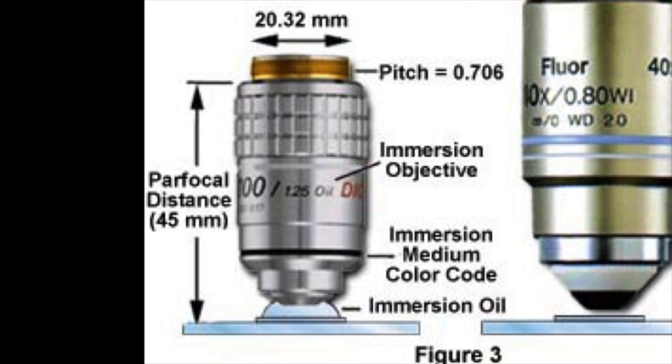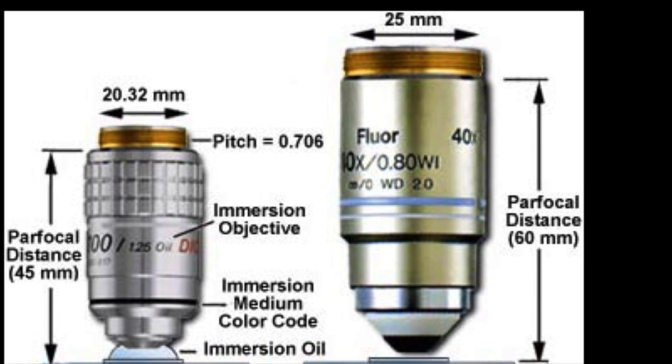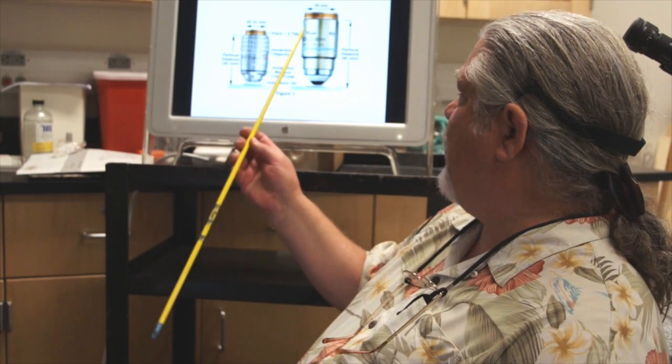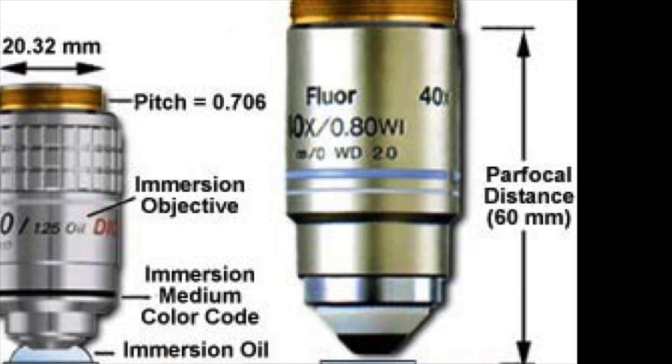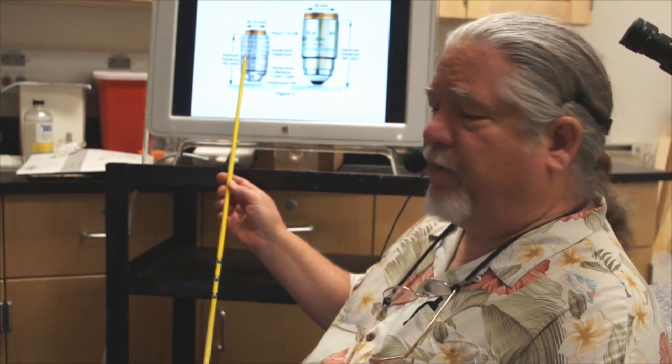Well, the manufacturers have changed and they've gone to bigger objectives with a larger thread. So you cannot interchange a lot of the objectives from the older microscopes onto the newer ones. And notice also the barrel length is much larger. Another thing that's important is that these are now infinity corrected objectives, whereas before they were 160 millimeter tube length.